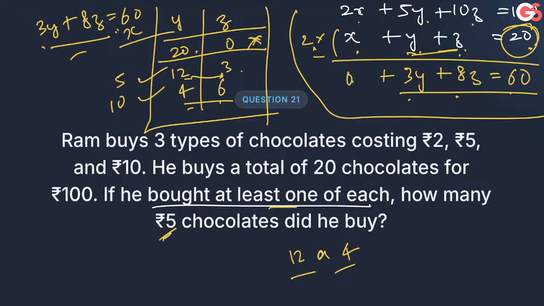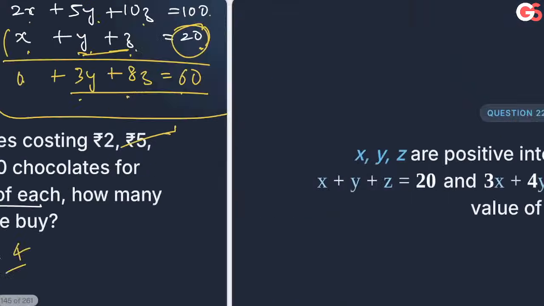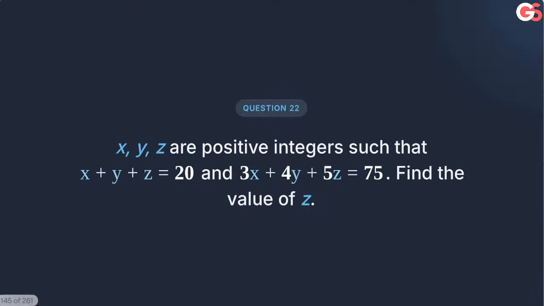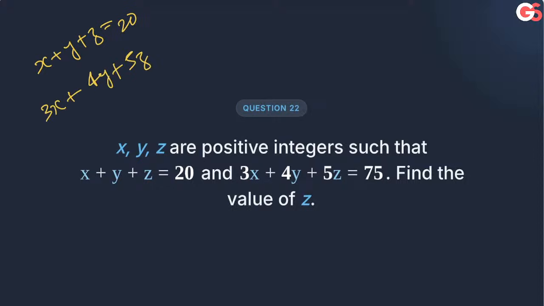तो 3 से शुरू किए, 3 बढ़ेगा या 8 घटेगा, तो 12 and 4 both two possibilities are there. Depends on the options वो how they ask. Next, x y z are positive integers such that, चलो बताओ. X plus y plus z is given as 20 and 3x plus 4y plus 5z is given as 75. You need to find the value of z.